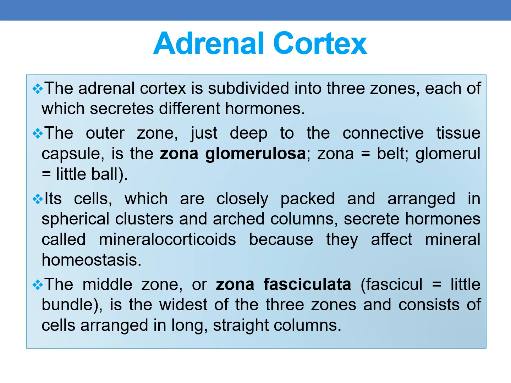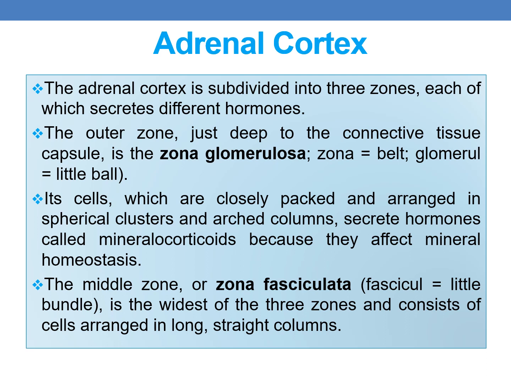Now coming to the adrenal cortex. The adrenal cortex is subdivided into 3 zones, each of which secretes different hormones, as we have discussed earlier. The outer zone, just deep to the connective tissue capsule, is the zona glomerulosa. Its cells, which are closely packed, are arranged in spherical clusters and arched columns. They secrete hormones called mineralocorticoids. Zona glomerulosa secretes mineralocorticoids because they affect mineral homeostasis.